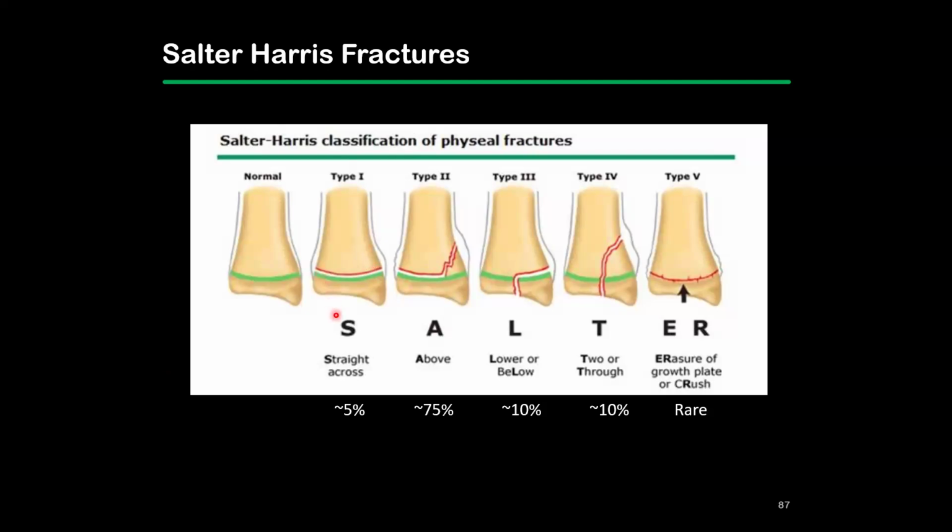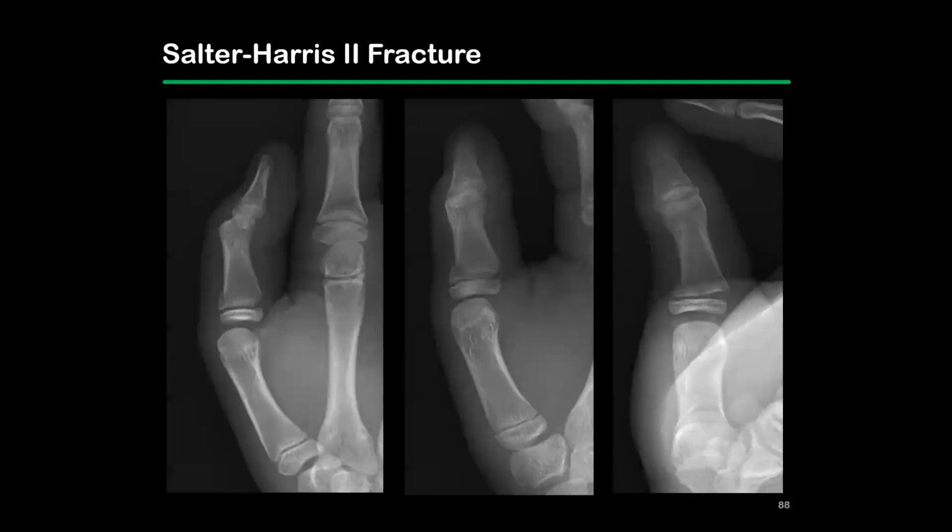Type 2 is a fracture that's involving the metaphysis, or it's above the physis. Type 3 is a fracture that's involving the epiphysis and the physis, or below the physis. Type 4 is a through fracture, so it's involving the metaphysis, the epiphysis, and the physis. And then type 5, they call it an erasure or crush, to show you that the physis just gets pretty much crushed and there's no other fracture line. The most common fracture that's a Salter-Harris fracture is type 2, so that's usually a safe one to pick.